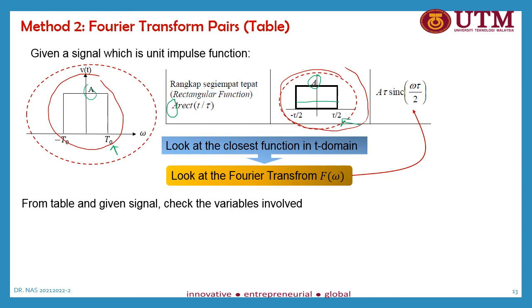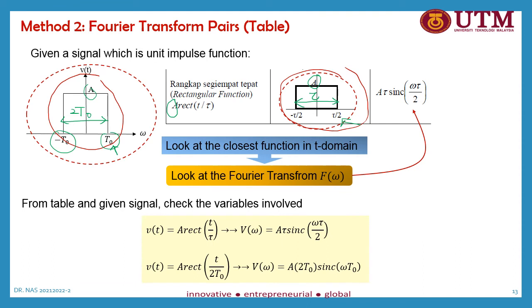So if you look at the size, the size is basically tau from the table, but the size of the given signal in this case is 2 T0. So you need to properly modify your Fourier transform to fit the information you have from the given signal or the given function. So in this case, from the table, from the general equation, given is when you have a rectangular t over tau, so this tau is the size or the width of the rectangular.